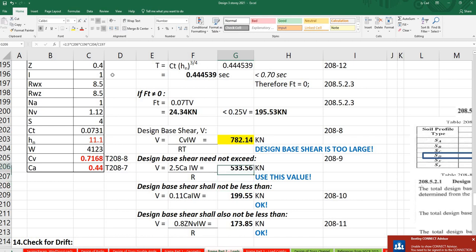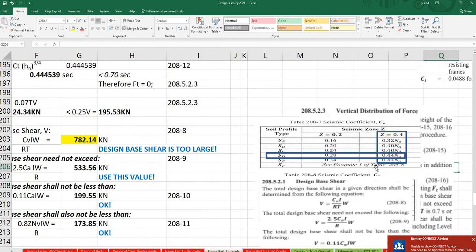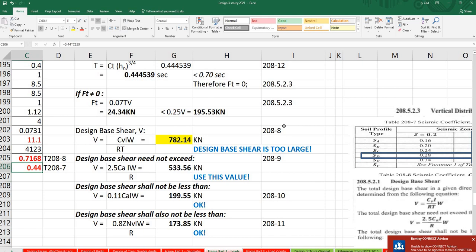Okay, what does 208-9 say? It says the total design base shear need not exceed the following. So, hindi dapat siya lalampas dito sa first condition. Pero lumampas siya. Ibig sabihin, hindi mo to pwedeng gagamitin. Mamimili ka ngayon dito sa tatlo, di ba? Pipiliin mo ngayon yung maximum among these three conditions.